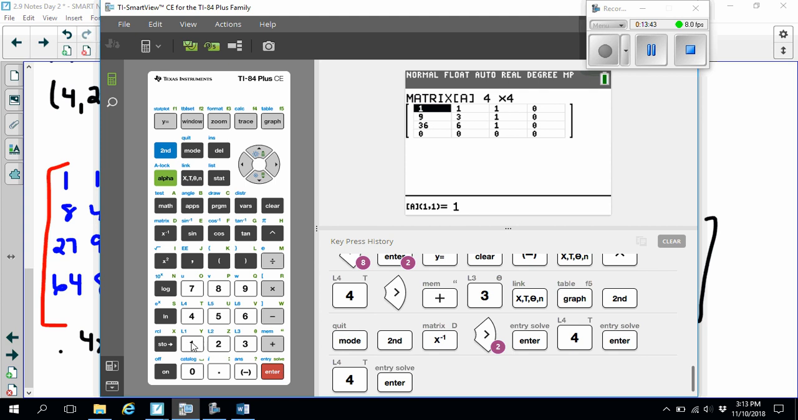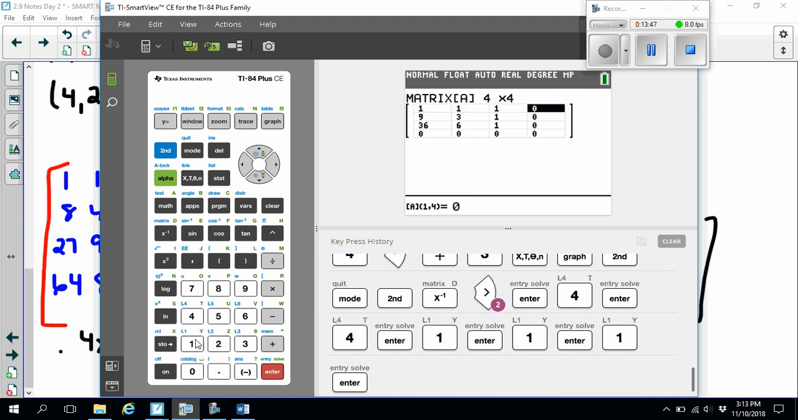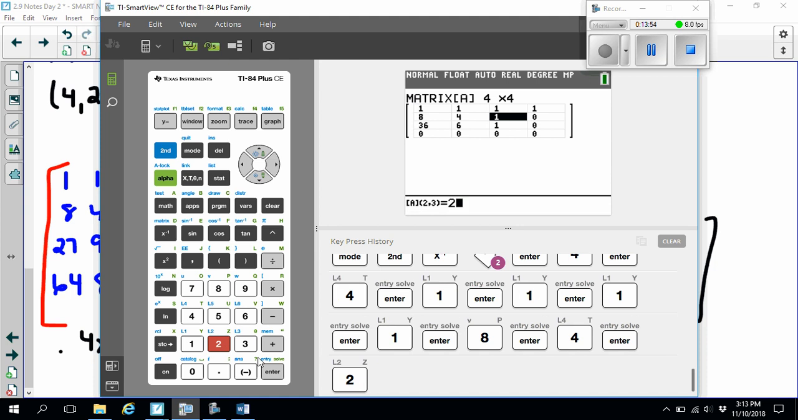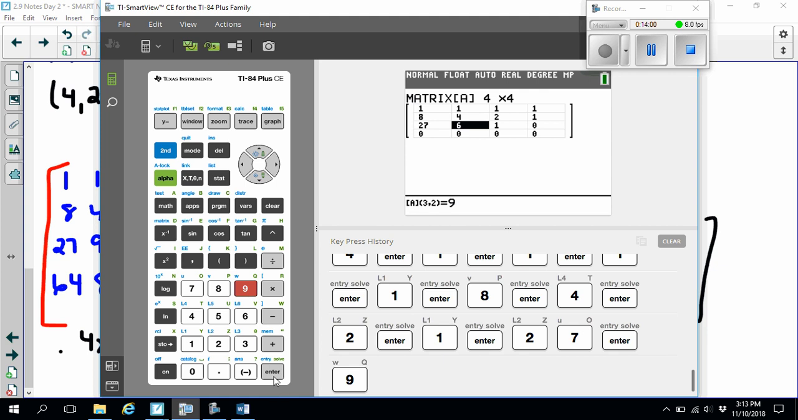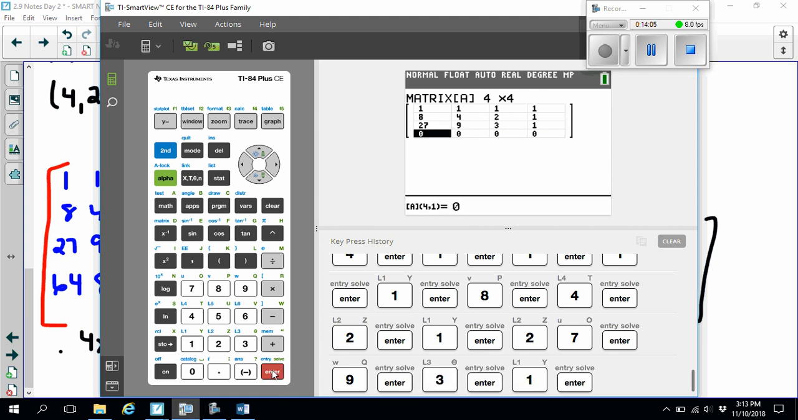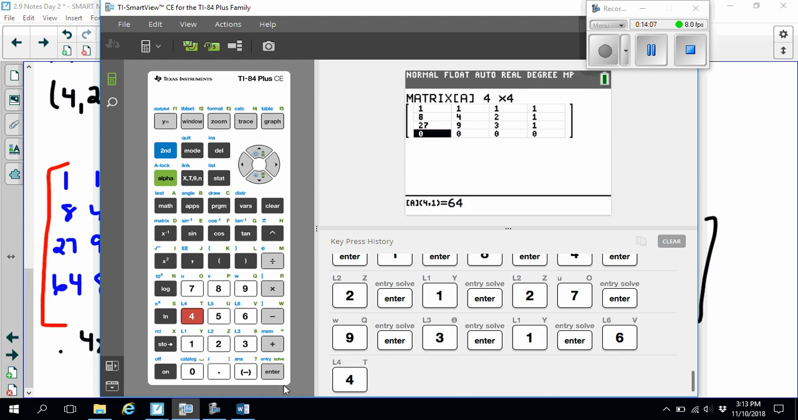So we basically have 1, 1, 1, and 1. Then our second row, we have 8, 4, 2, and 1. Then our next one, we have 27, 9, 3, and 1. And then our last one, we have 64, 16, 4, and 1.